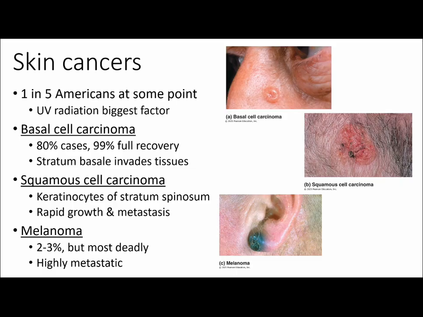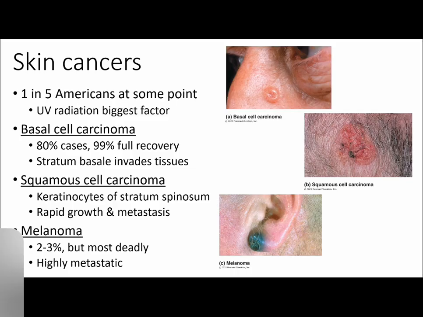So radiation isn't necessary for a basal cell carcinoma, but it may be necessary for a squamous cell carcinoma. And you'll be most likely to see these reddened, scaly papules from a squamous cell carcinoma on the head and the hands. So you can see it on the scalp and the ears or the hand.